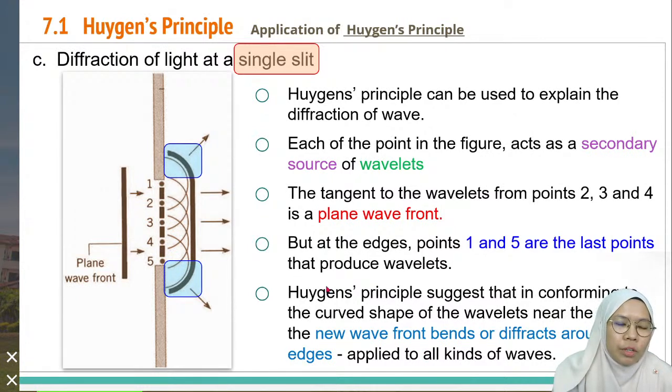So hopefully you can see the difference between plane wavefront and circular wavefront. But for diffraction through a single slit, there will be a curve or bend at the edges. So this all is using the Huygens principle.